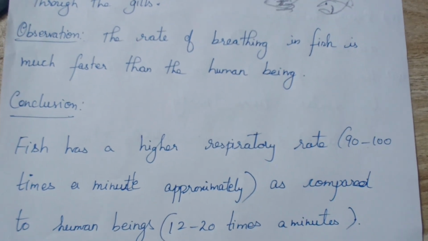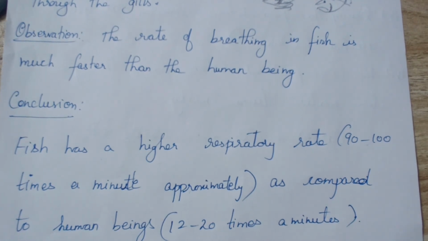Why? Because human beings breathe air from the atmosphere, which contains 21% oxygen. This is also a less dense medium, so you can easily get the oxygen, compared to the water medium. Also, the oxygen present in the water is very less, because oxygen will not combine with the water as readily as carbon dioxide does. Carbon dioxide easily combines with the water, but oxygen is not like that. So only a little oxygen is present in the water.